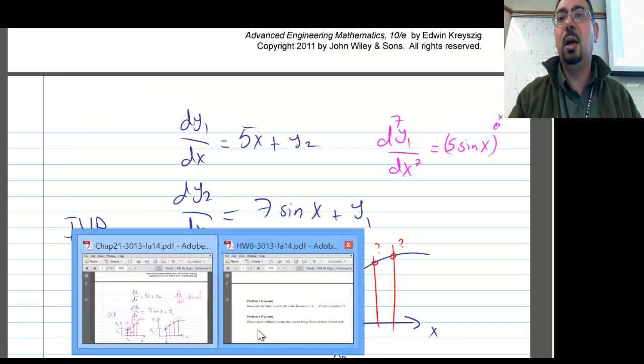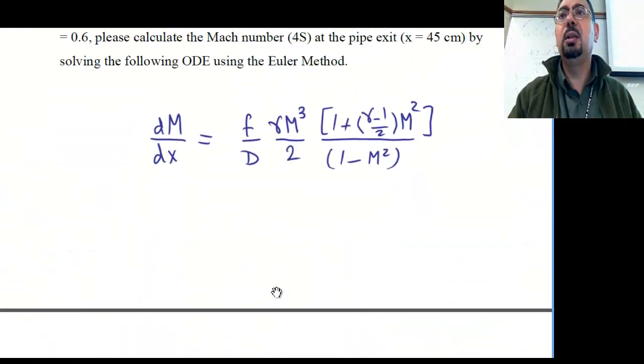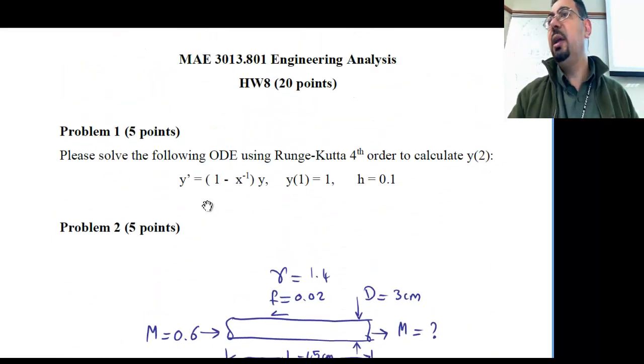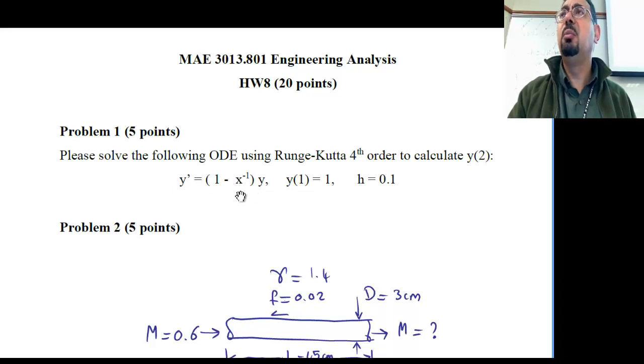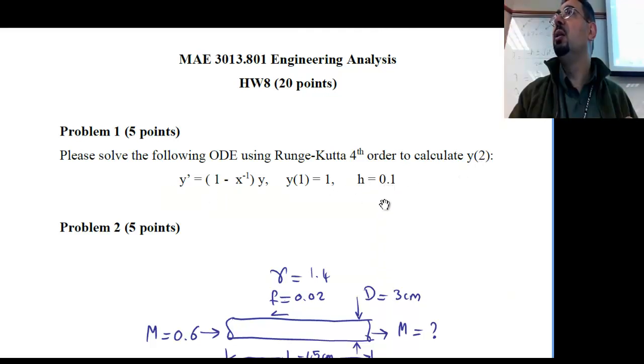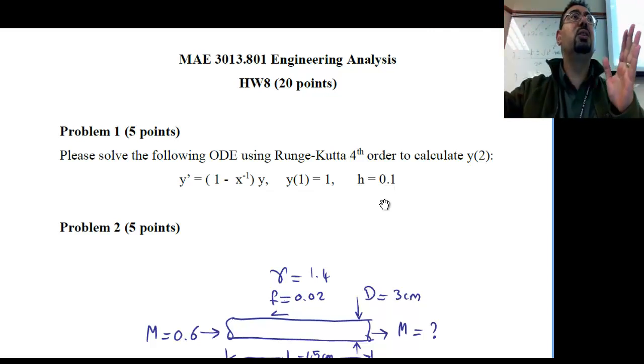So, for example, let's look at the first homework problem. So here is an ordinary differential equation. This y prime, what does this mean? Yeah, dy/dx is 1 minus 1 over x minus 1, that's 1 over x multiplied by y. Okay? And he's giving us y of 1. When x was 1, y was 1, and he wants y of 2. Right? And he's giving you h equal 0.1. That's the step that we are going to get the solution with.